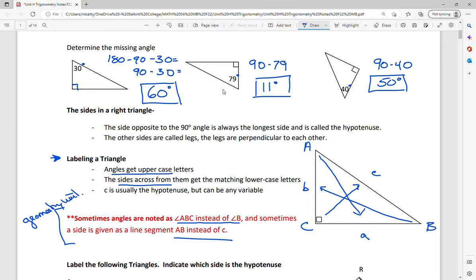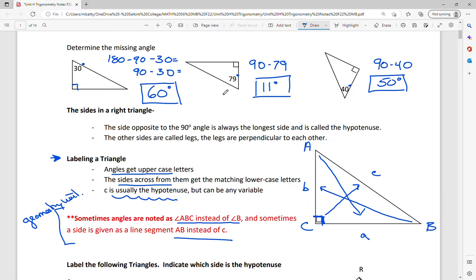So C is usually the hypotenuse. It doesn't have to be C, but the hypotenuse is always going to be across from the 90 degree. There's a thing in triangles, you may have noticed this in the geometry unit: the longest side is always across from the biggest angle, and the shortest side is always across from the smallest angle.